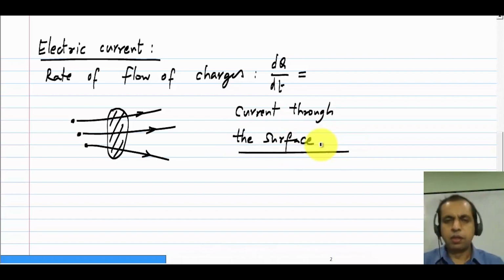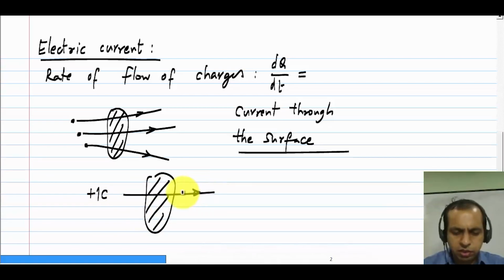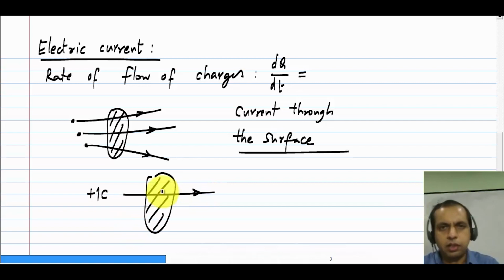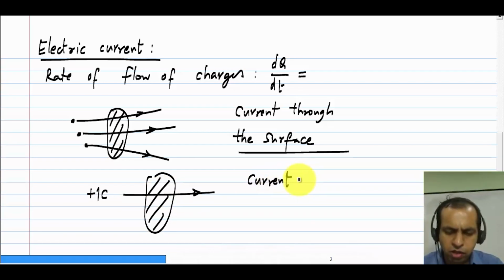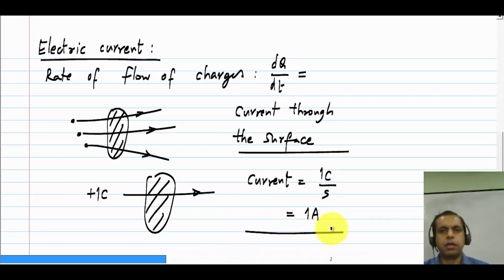the surface. Okay, so if you have, let's say, a 1 coulomb charge, that is plus 1 coulomb charge, and that happens to cross this surface in 1 second, that is, over 1 second a total of 1 coulomb of charge crosses a certain surface, then the current will be the rate of change of charge, which is 1 coulomb per second, which is given the unit of 1 ampere.